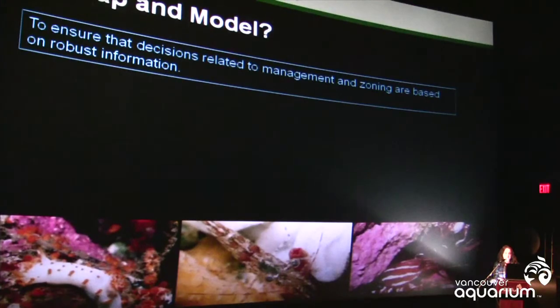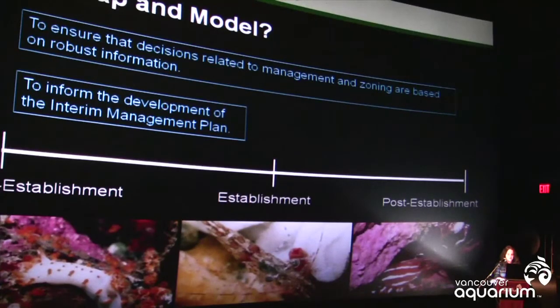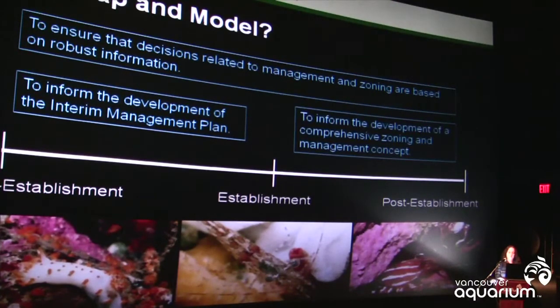All right, so in terms of mapping and modeling, one of the first questions anyone wants to know is why are we mapping and modeling? Why are we spending our time doing this? On a general scale, we're doing this to ensure that decisions related to management and zoning are based on robust information. If we consider this on a timeline that Gwaii Haanas is working under, we start with pre-establishment, we move into establishment, and then post-establishment. In the first phase, wherein we're pre-establishment, we want to inform the development of the interim management plan. Once we've gone through establishment and we're in the post-establishment phase, one of the reasons we're trying to map and model would be to inform the development of a comprehensive zoning and management concept.